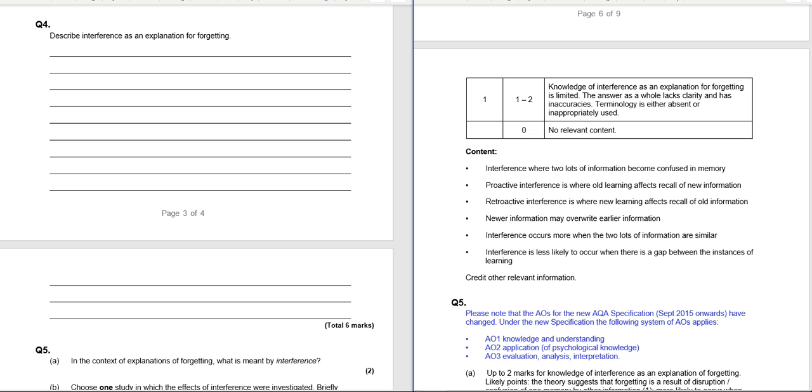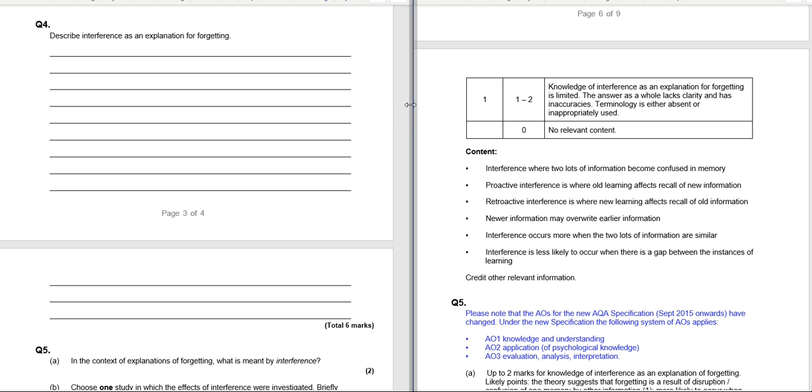So if we just have a look here at the content, and this is all about the detail. Interference is where information becomes confused. So you'd explain what interference is. So you might want to talk about some different examples of what interference might be. So here you will talk about, and ideally to get 6 marks, you've mentioned both proactive and retroactive interference, and explained what they are. And the key thing there, I think, for accessing the full marks is whether you've just talked about any terminology.